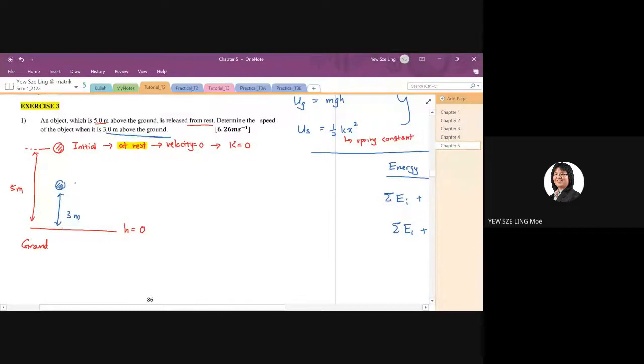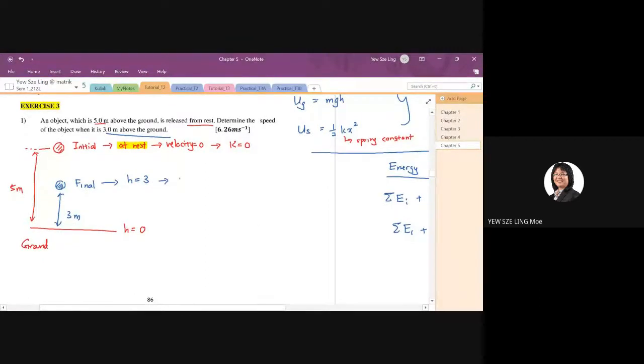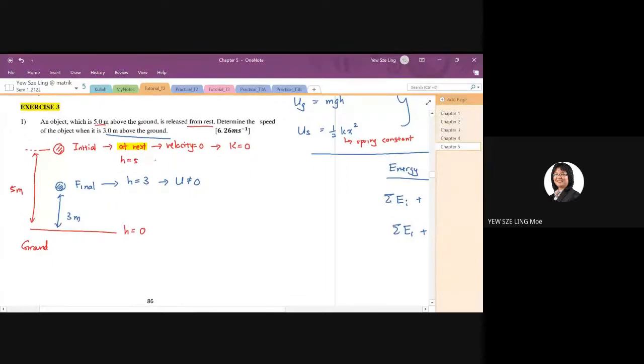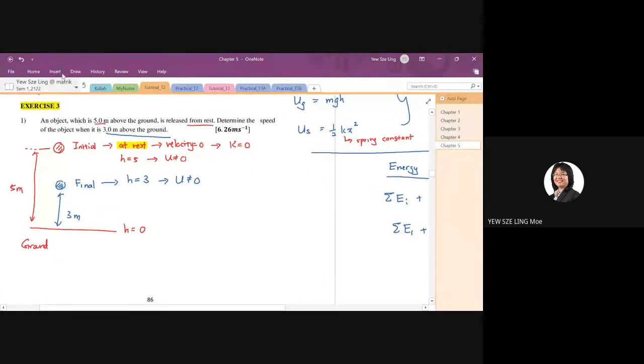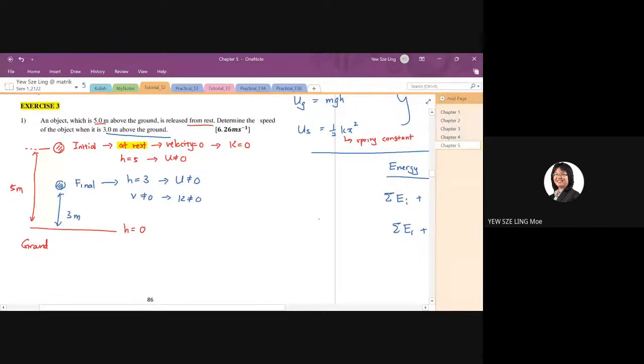So this is our final state. At the final state, what do we know? We know h equals 3 meters, which means our potential energy is not 0. Just now at the initial state, we also had potential energy because h equals 5, therefore U is not 0. At the final state, it asks us to calculate speed, so v is a non-zero value, which means our K is also a non-zero value.